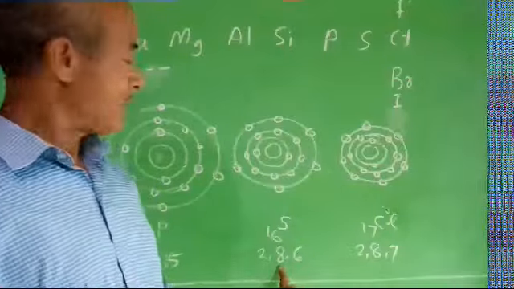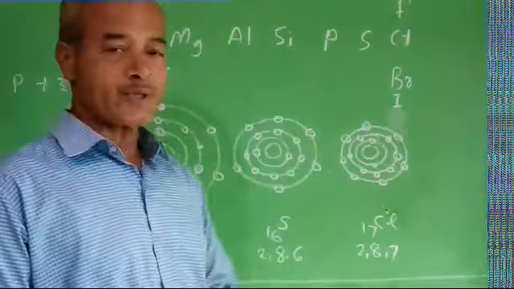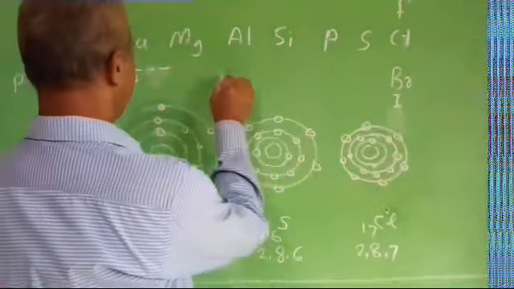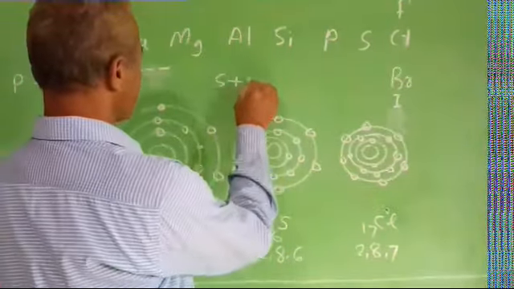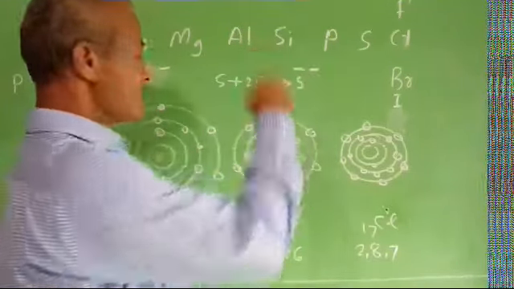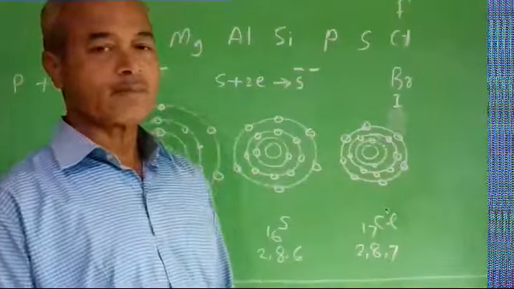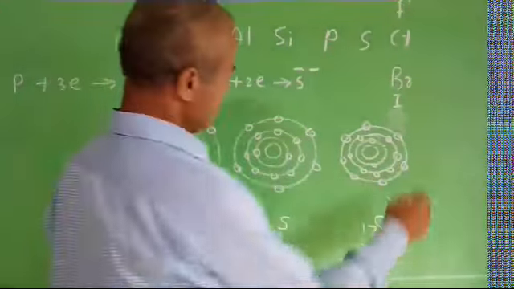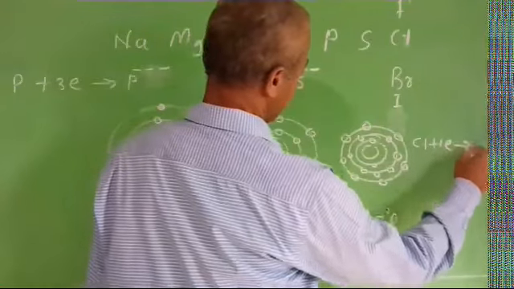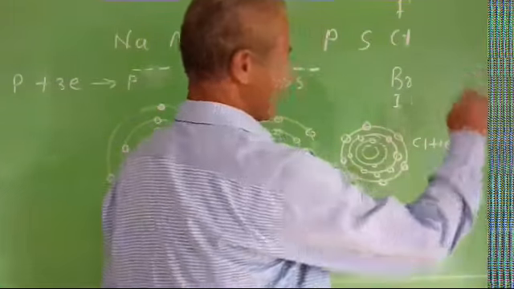Sulfur has 6 electrons, it needs 2 electrons, so it accepts 2 electrons. Sulfur plus 2 electrons becomes sulfide ion. Chlorine plus 1 electron becomes chloride ion.